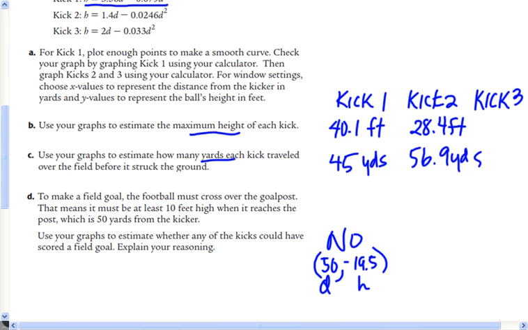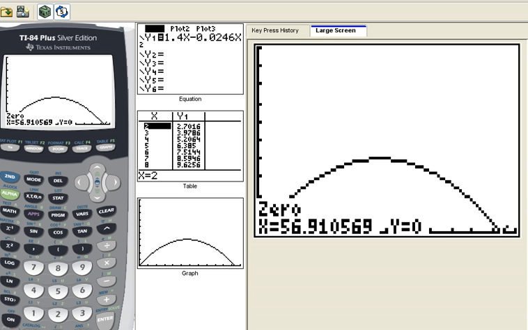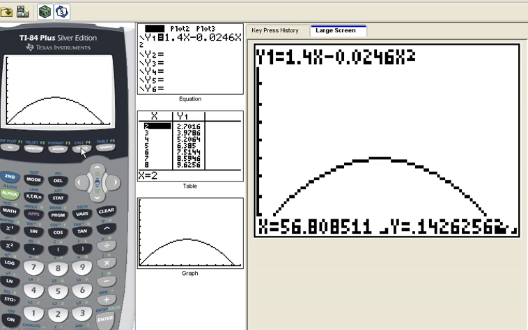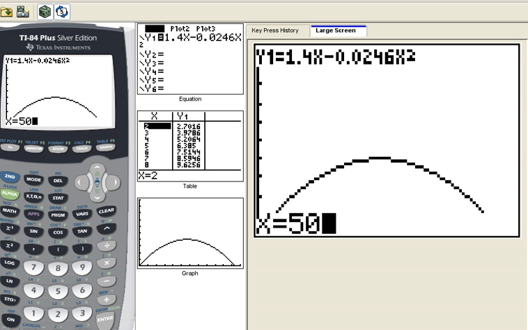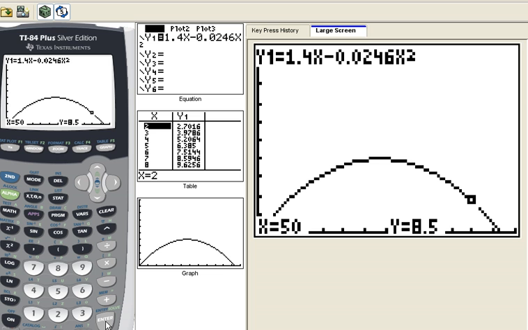Okay, and now we're going to see if it actually made it. And what that means is when it's 50 yards, it needs to be 10 feet high. So we're going to check with our calculator and see. I'm going to press trace, and then I'm just going to enter 50 into the calculator. Press enter, and that'll go right to that spot. And we can see that it is 8.5 feet high, and it needs to be 10 feet high. So this one would cross underneath the goal post.